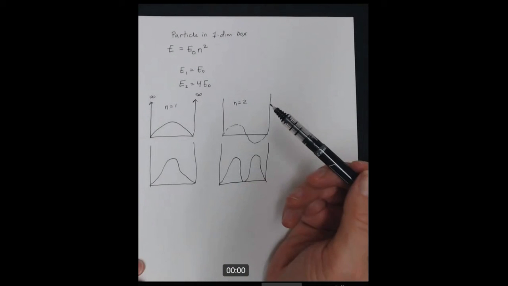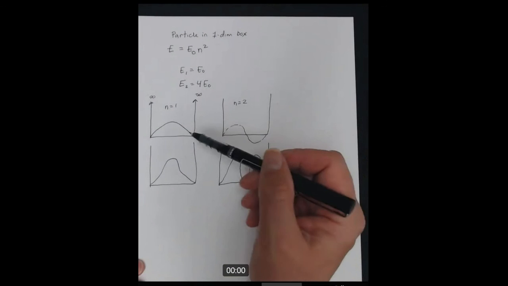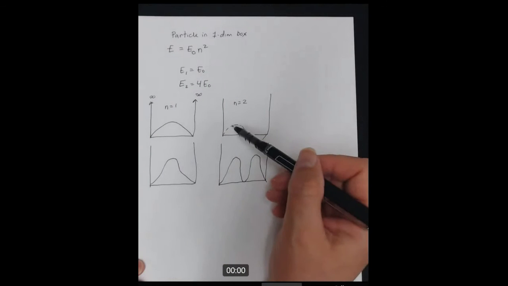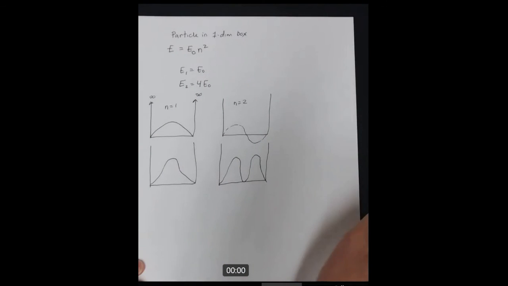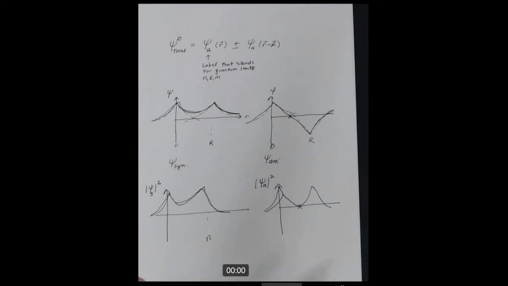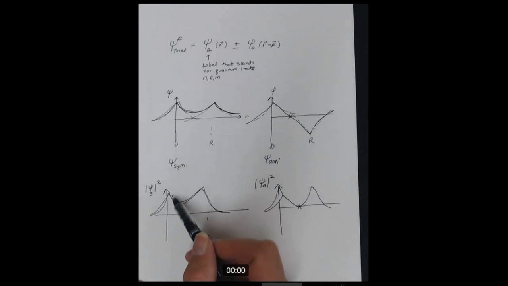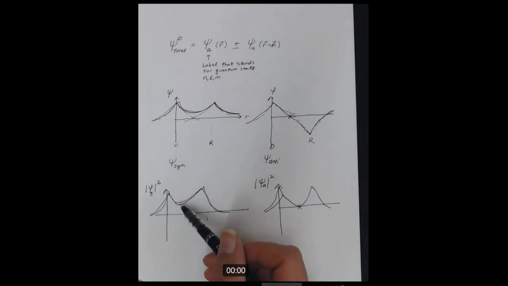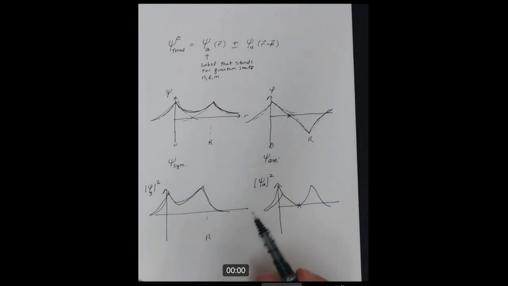So what I'm trying to convince you of by this is that the symmetric case is a lower energy than the anti-symmetric case. It's true for the particle in the one-dimensional box, and really without proof, I'm just trying to make a comparison. I'm trying to convince you that it's true for this too. So the symmetric case will lead to a lower energy than the anti-symmetric case.